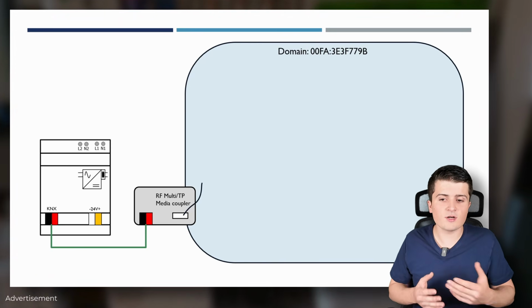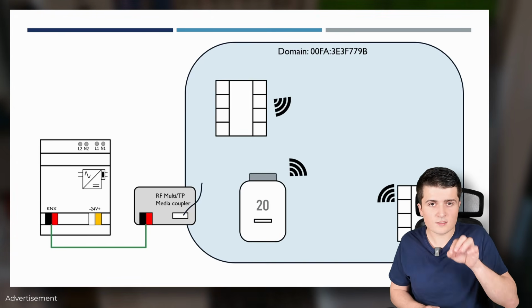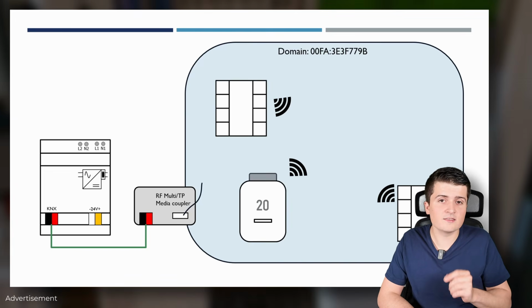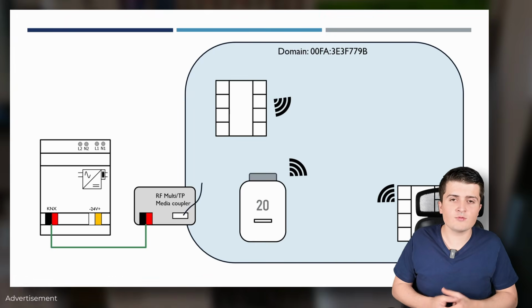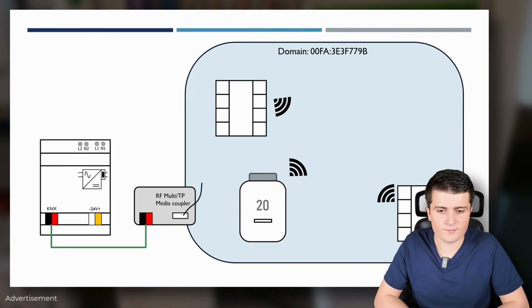And this domain address basically tells the RF devices you belong to this specific KNX installation or to this specific KNX RF installation. So each KNX RF network typically has its own individual domain address. So with that you can add devices without destroying your walls. So that's some fundamental knowledge about KNX RF.